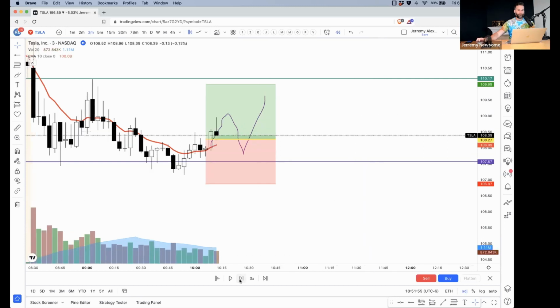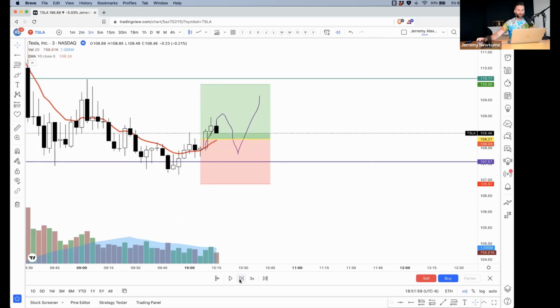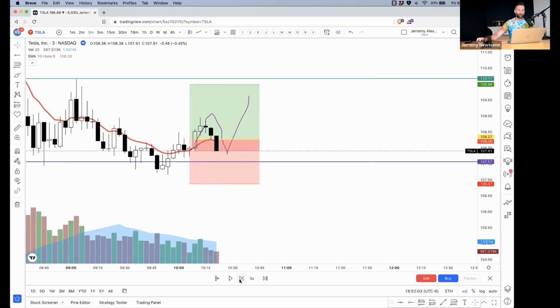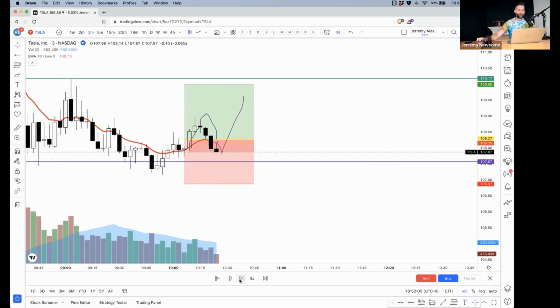All right. We're going to wait. It's got to pull back to 108.27 to get us in. We are in. Rotation's happening. Now let's see if it bounces.